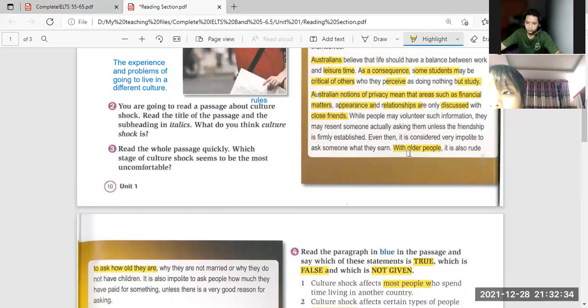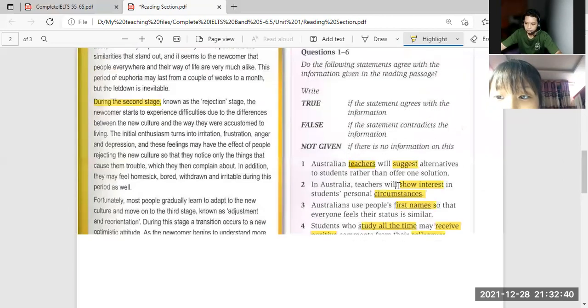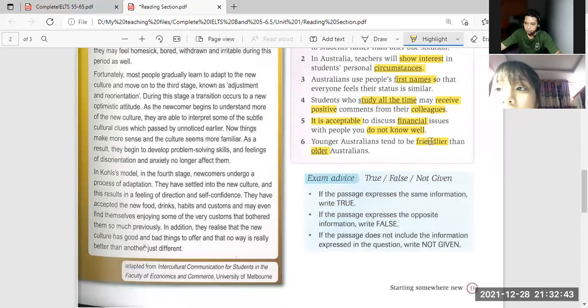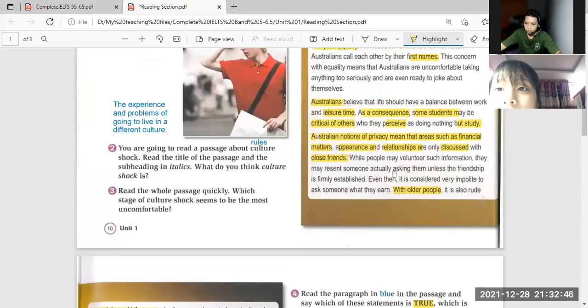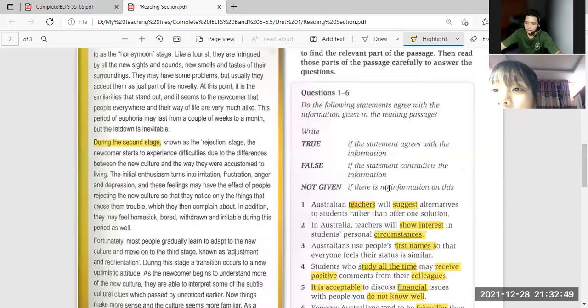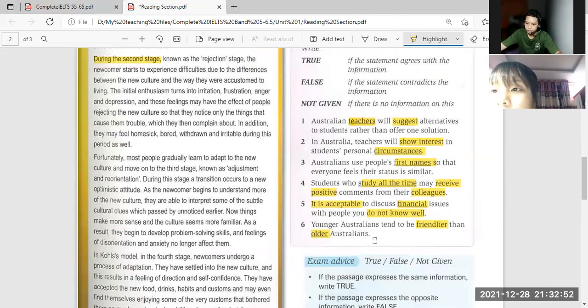Can you find the word friendlier? Can you find this word friendlier? No. So what can you conclude? Is not given. Yes, it's not given because younger Australians tend to be friendlier than older Australians. It's not given because in the paragraph, they don't compare anything, okay? They don't compare anything according to the friendly, friendlier or not friendly.